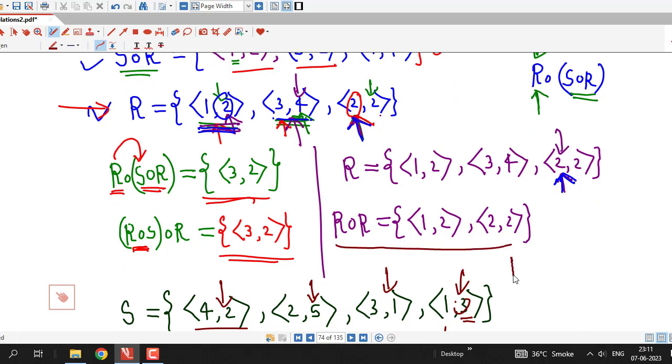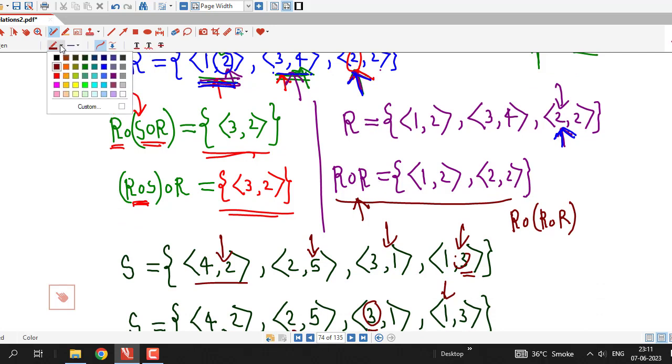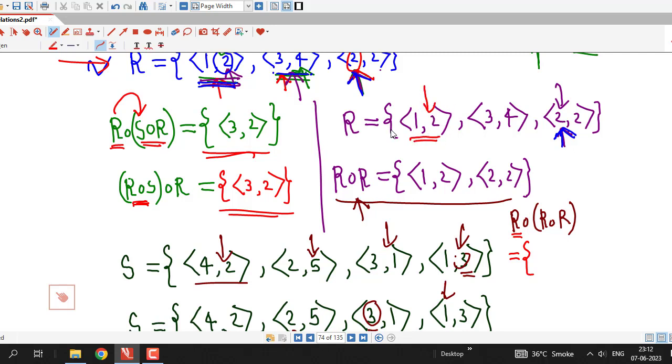So we have obtained R composite R here. First I am writing R composite R. I will search for ordered pairs in R. (1,2) belongs to R and (2,2) belongs to R. Therefore (1,2) belongs to R composite R. (3,4) belongs to R, but there is no ordered pair having first component 4. (2,2) belongs to R and here we have (2,2) belongs to R. So we have (2,2).